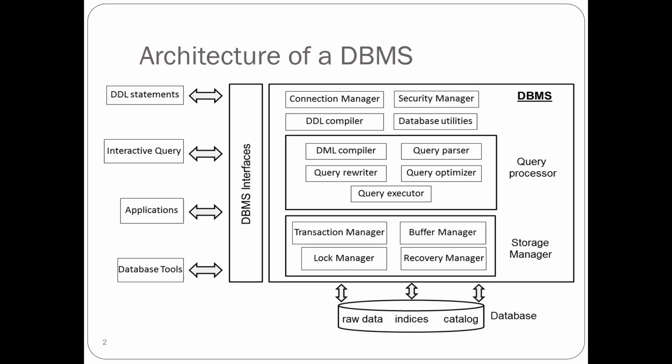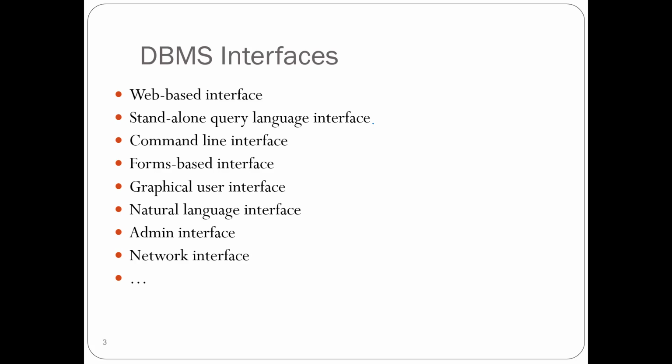In the previous lecture, which is part 1 of the databases architecture, we looked at some important components of a DBMS. We discussed the connection manager, the security manager, DDL compiler, database utilities, query processor, and all its components. We have also seen the storage manager and all its components. So these things have already been discussed. Now let's look at the interfaces.